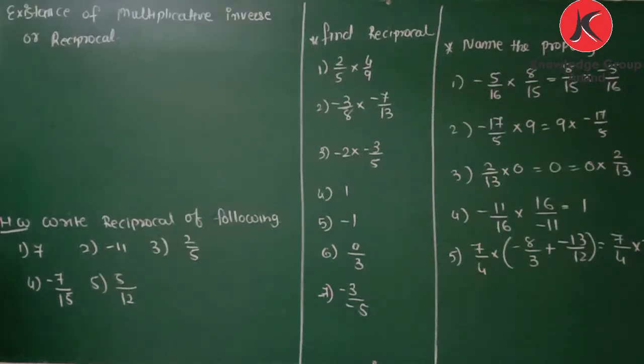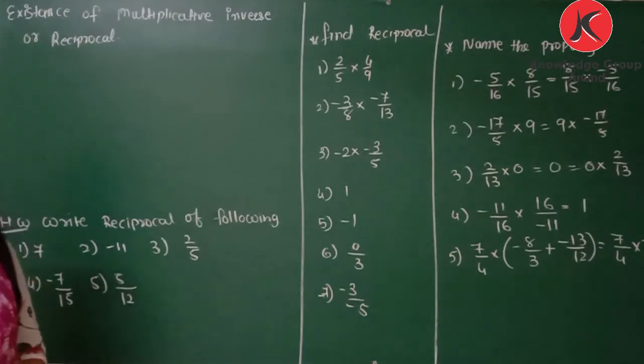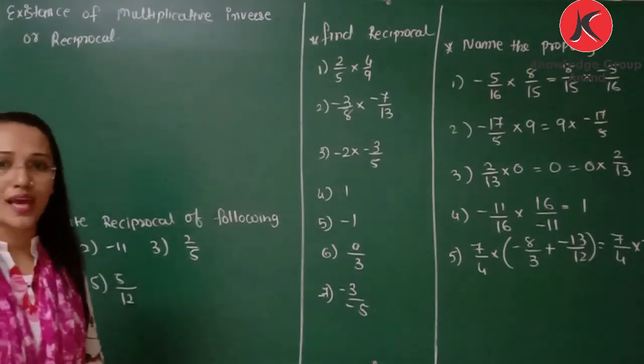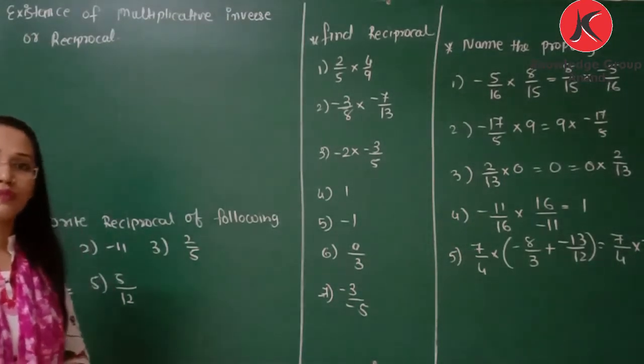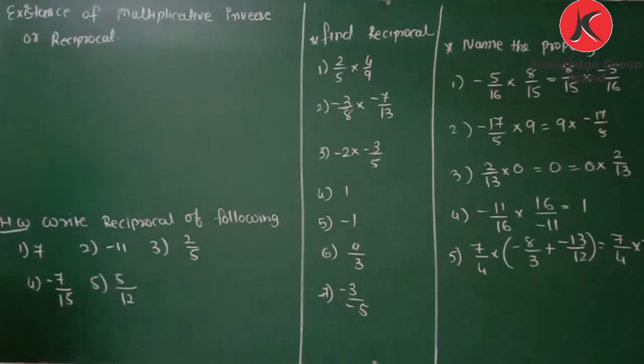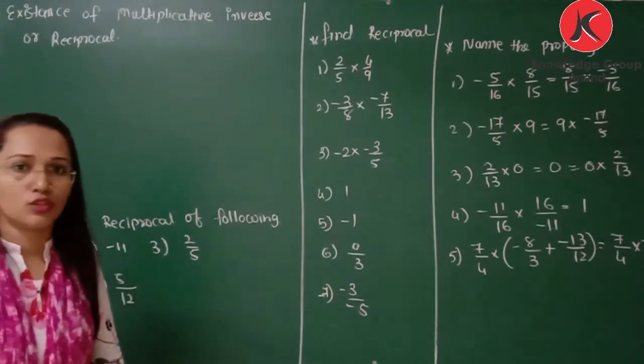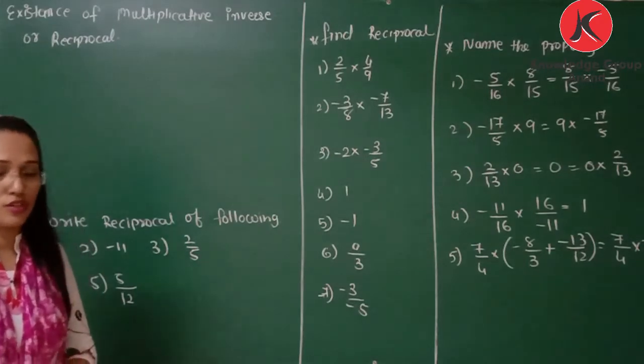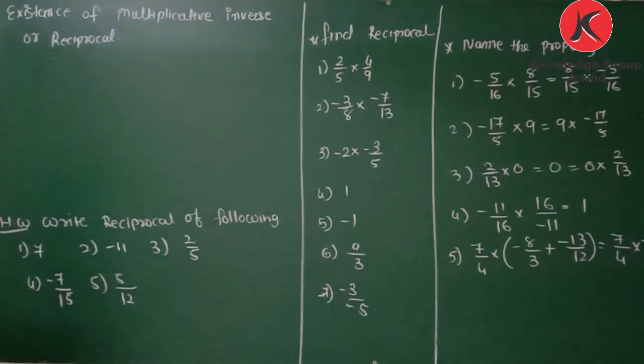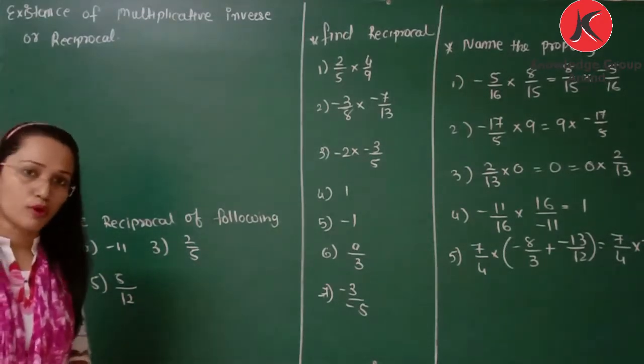Now the next property is existence of multiplicative inverse, or you can say reciprocal. Now multiplicative inverse, as we learned additive inverse. Now what is additive inverse? Additive inverse means change the sign. If a rational number is positive, then its additive inverse is a negative rational number. And if the rational number is negative, then additive inverse is positive.